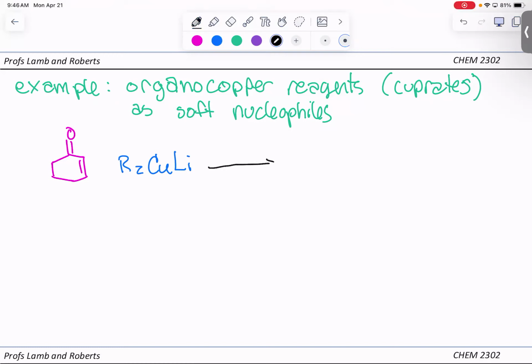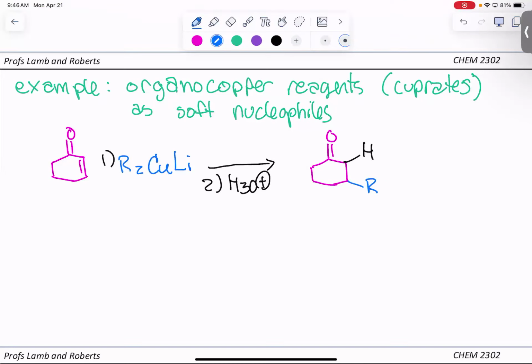And so that's gonna be step 1. Then step 2 is gonna be H3O plus workup. And the product that we get out is that 1,4 addition, or R group in this position. So R can be an alkyl, it can be an aryl, it can be an alkynyl, it can be really sort of any carbon-based group.